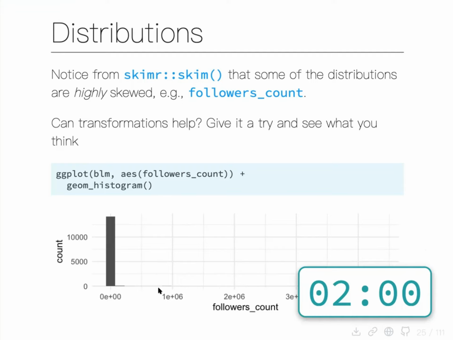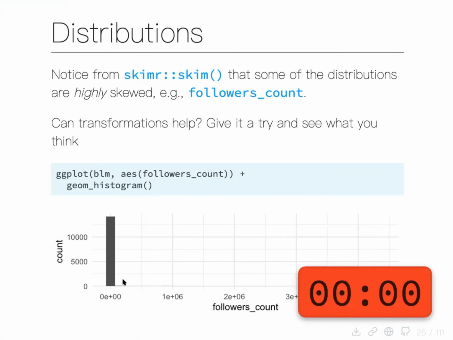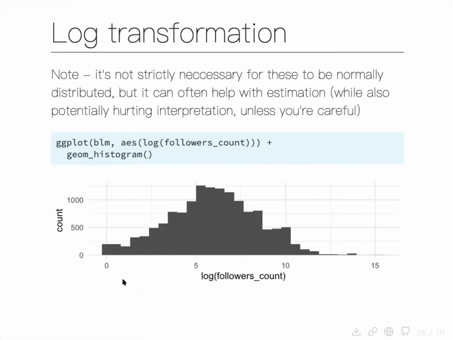So what I'd like you to do is use this as your baseline, okay? And then from there, try to apply transformations to this followers count and see if you can create something that looks more approximately normal. Okay, so in this case, I decided to try a log transformation, and you can see the results of that are pretty dramatic, right? We go from this unbelievably skewed distribution to something that actually looks pretty normal.